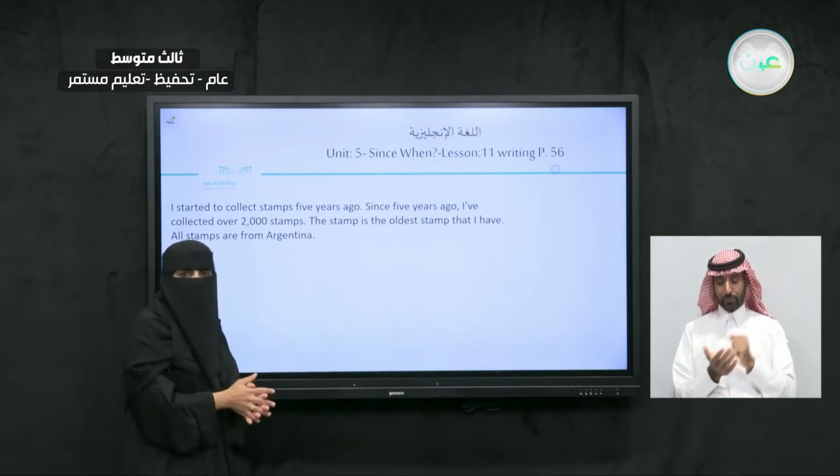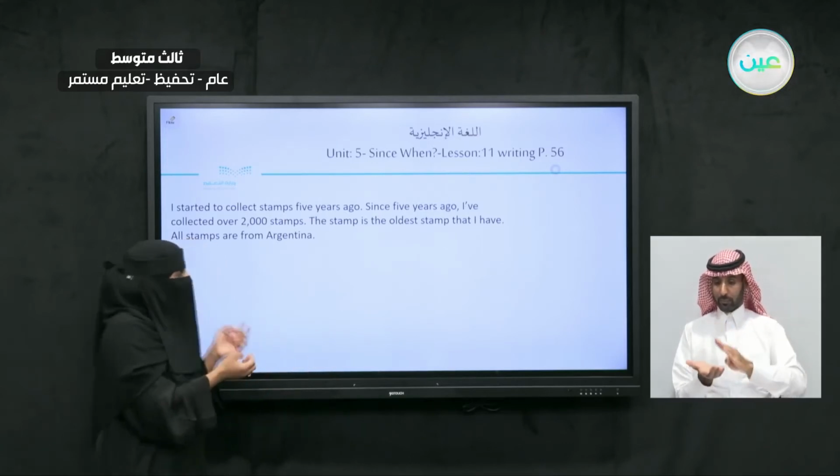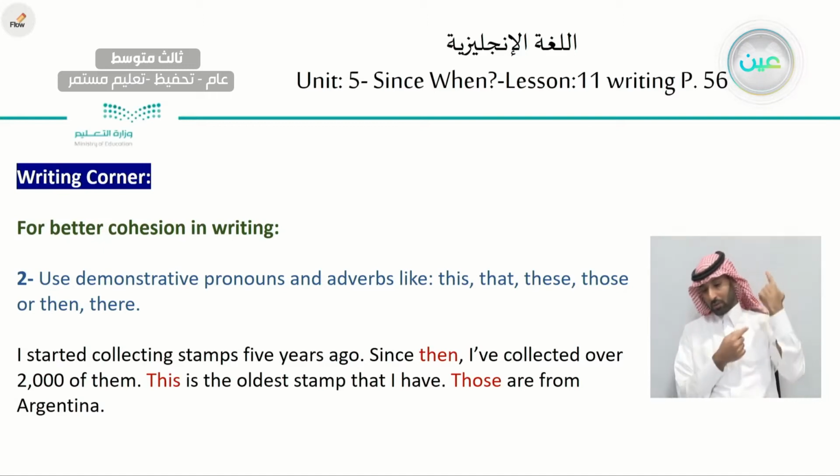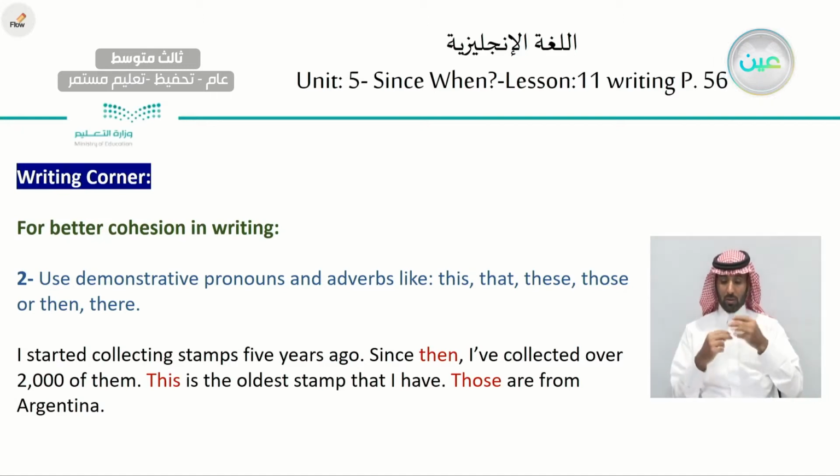The repetition makes your sentences weak. Let's compare it with this sentence here in number 2. I started collecting stamps 5 years ago. Since then, here they use then. I've collected over 2,000 of them. This is the oldest stamp that I have. Those are from Argentina. When we use this and that and these and those, we call them demonstrative pronouns. This is in number 2 in our writing corner. We use demonstrative pronouns and adverbs.